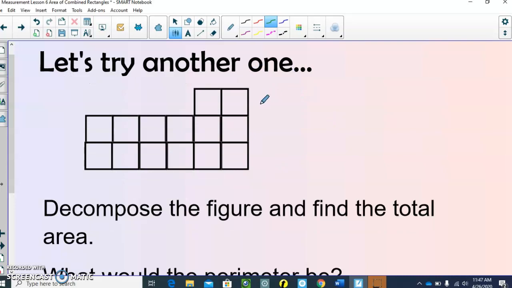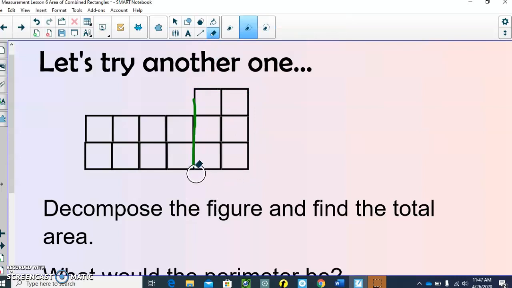And like I said before, you can always decompose many different ways. So you might see, oh, I can really easily just cut off this little extra piece up here. Or you might say, I can break off this whole section here. As long as it's a rectangle or a square, then it's okay.